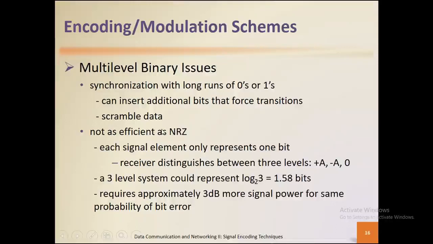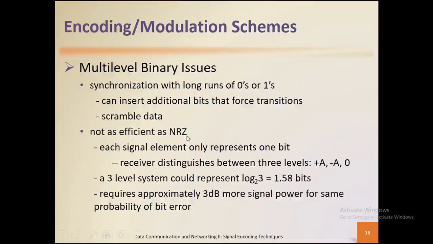The other issue that comes up with the multi-level binary is that it's not as efficient as the non-return-to-zero, especially when it comes to long-run synchronization of 1s to 0s. So it's not quite efficient in that sense, even though it was designed as an improvement on the non-return-to-zero. Each signal element only represents 1 bit, and receivers distinguish between 3 levels using a plus, a minus, or a 0. So those are the 3 states that you have within the multi-level binary techniques.